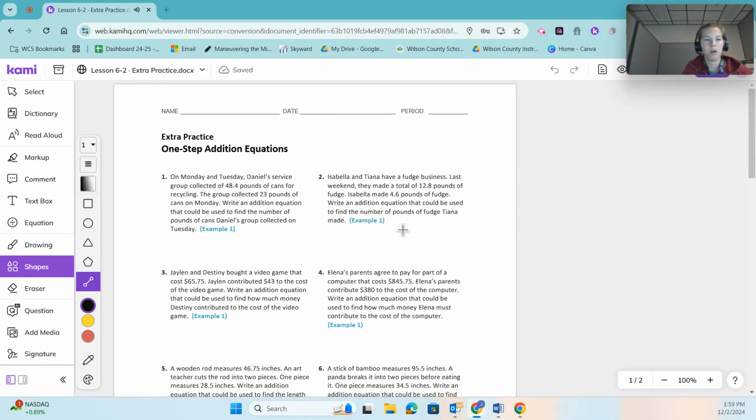Today we will be talking about one-step addition equations. Okay, so first we are going to write addition equations from situations.